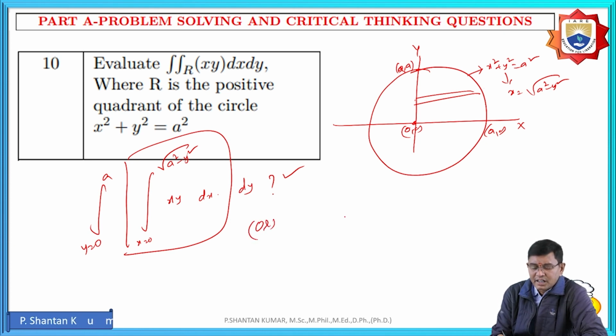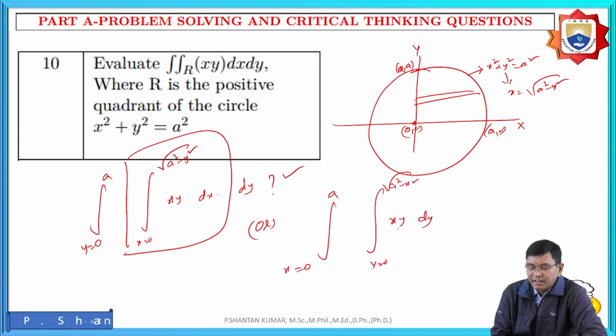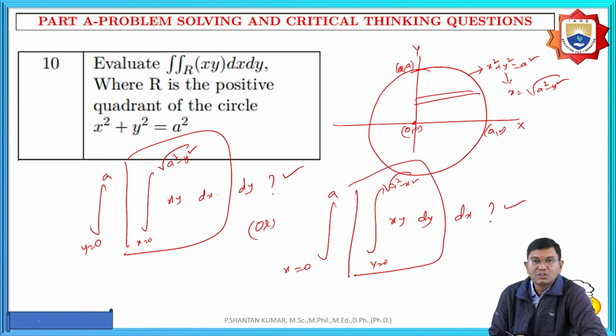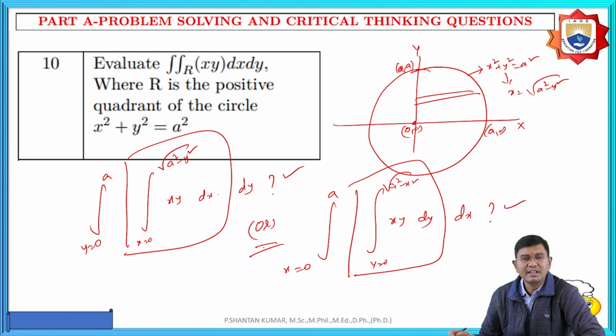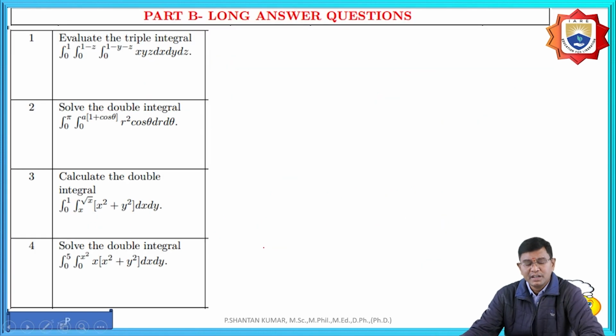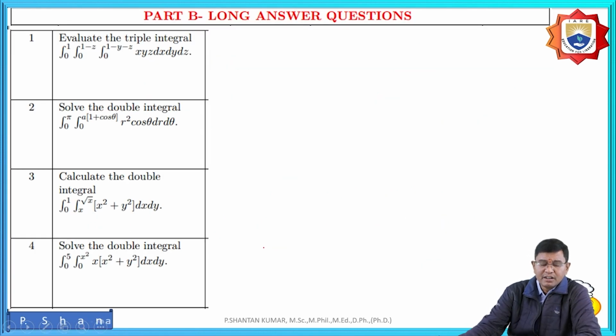Otherwise, in this problem, taking it parallel to y axis, y is equal to root of a square minus x square, and x is equal to 0 to a. For xy, first integrate with respect to dy, and after that with respect to dx, then find the solution. This is based upon the second method, by taking it parallel to y axis. These are the problems based upon this part. And next one, evaluate the triple integrations.